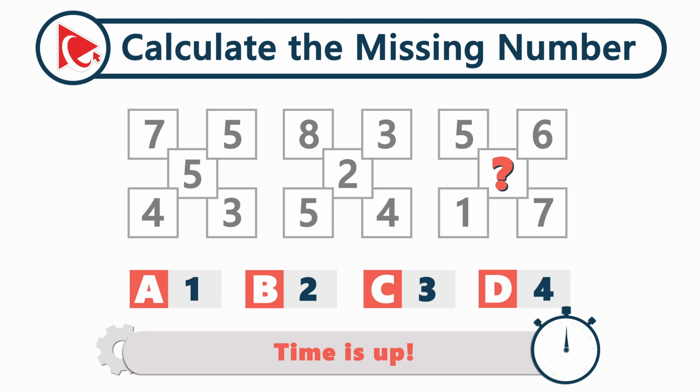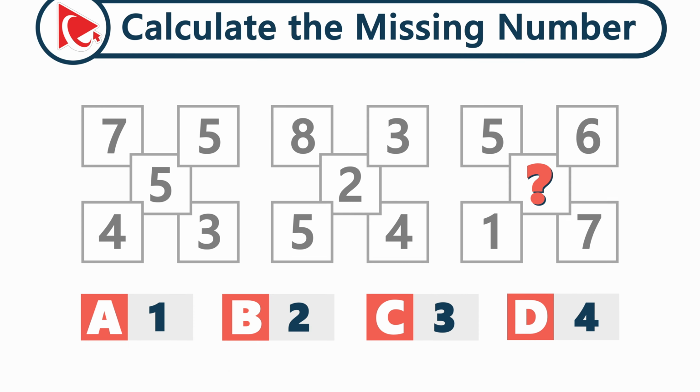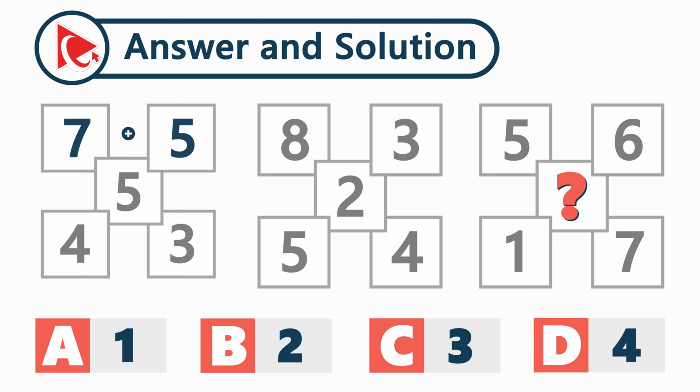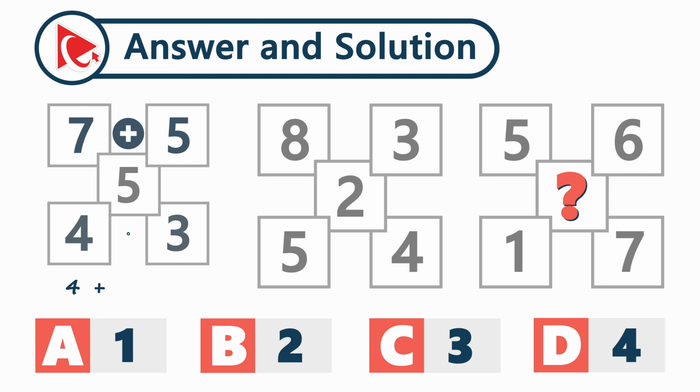Time's up. Do you have your answer ready? I hope so, because the pattern here is really simple. Let's take a close look at the first shape. 7 plus 5 equals 12, and 4 plus 3 equals 7. 12 minus 7 equals 5. In fact, this is how the number in the middle was calculated.